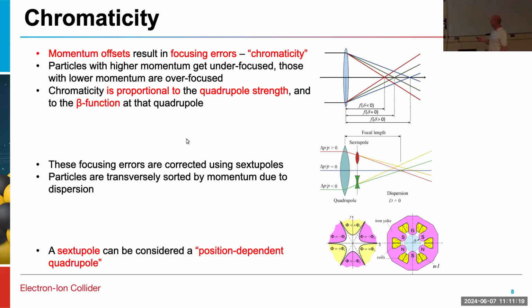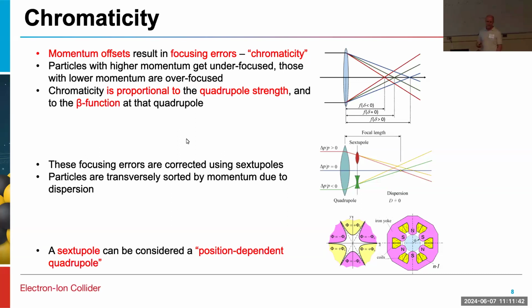Okay, so we have to correct these errors. And how do we do that? So we see here, the beam is coming from the left, a parallel beam. We have a lens here, and blue here, of course, as usual, is a particle with higher energy than it should have. Red is less energy. So the focus here changes, and I want to correct that.